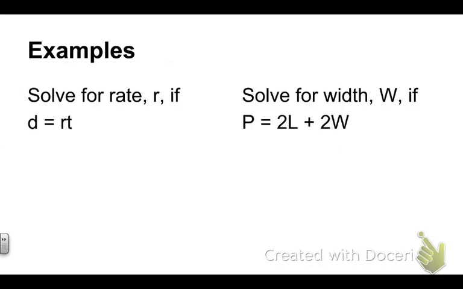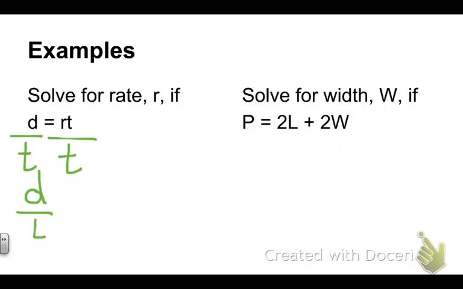So, for example, if we have the distance equals rate times time formula, and I want you to solve for r. Okay, so you got to get r by itself. So look at the formula. R is being multiplied by t. You want to get r by itself, do the inverse. The inverse of multiplying by t is dividing by t. And whatever you do to one side, you do to the other.